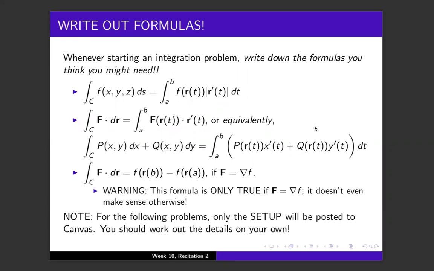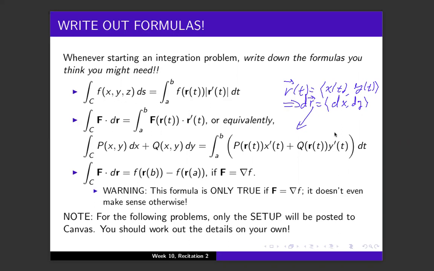These two are literally the same thing if we consider, for example, r of t to be x of t and y of t, and also that dr is dx comma dy. So these things are literally the same exact thing. So don't freak out if you see dx dy. That's just a vector field integral in disguise.